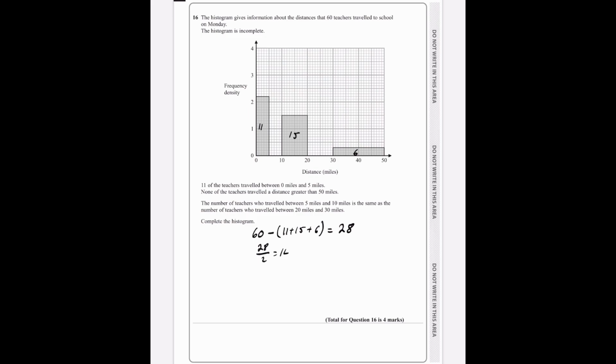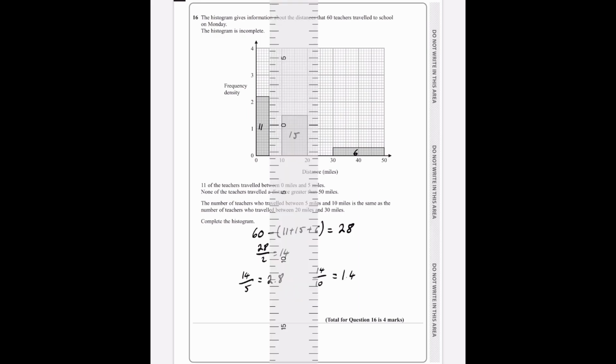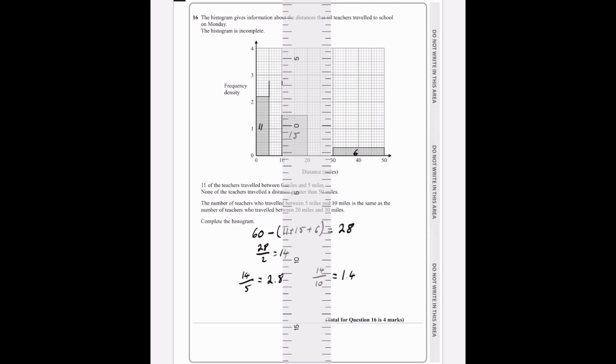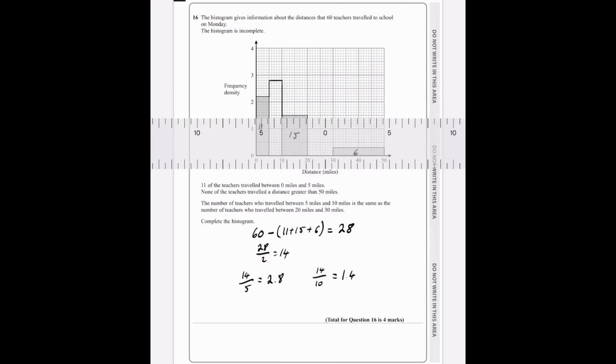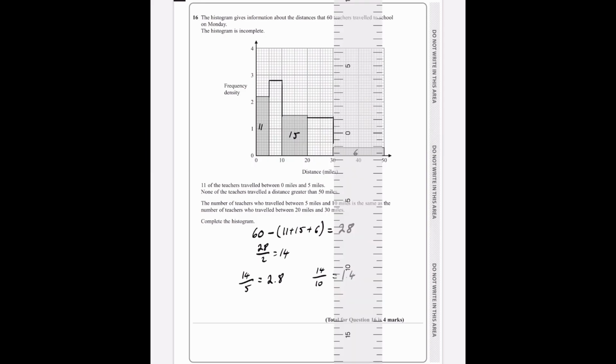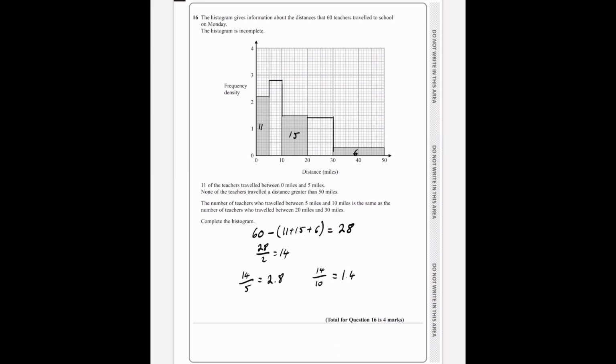So the first bar's got a width of 5, so if I do 14 divided by 5 gives me the frequency density 2.8. The second one's got a width of 10, 14 divided by 10 is 1.4. And that's the height of the bars that we're going to have to draw. So you get your ruler, that bar's of height 2.8, and then that bar is of height 1.4. There we go.